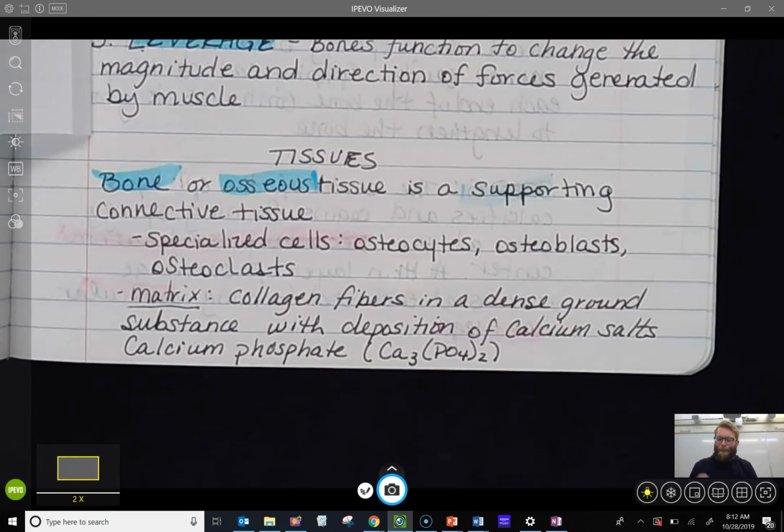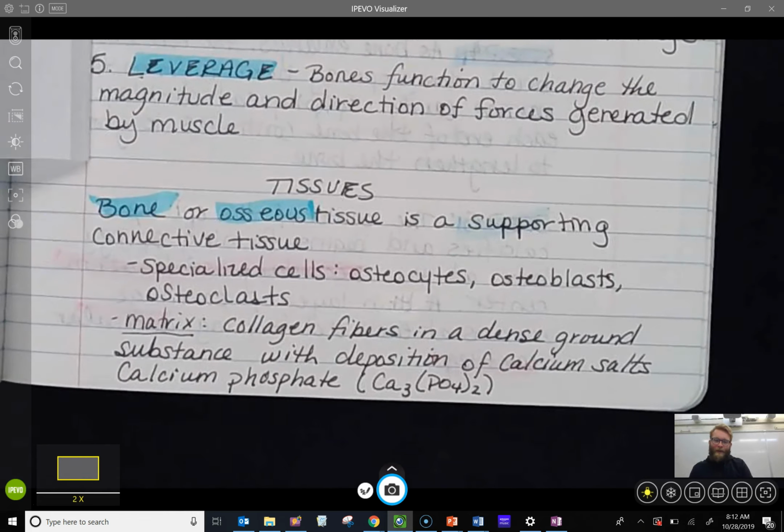Okay, all right. So let's move into talking about kind of the microscopic pieces, right? We've talked about the tissues that are inside of bone. Let's actually talk about what the microscopic bone is going to look like inside of the human body.